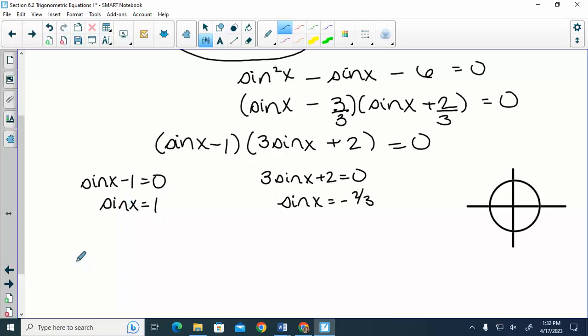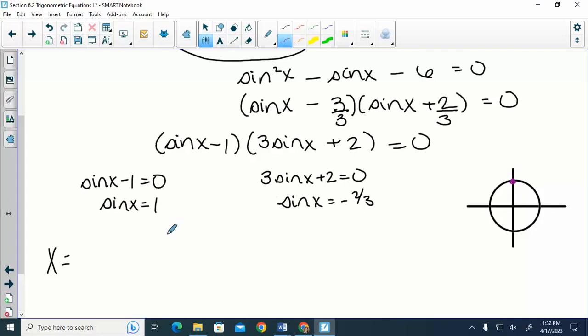So sine x equals 1. You can think about your hand trick when sine is 1. You can think about it on the unit circle, sine is the y. There is only one time when y is equal to positive 1. Where is it? 90 degrees.